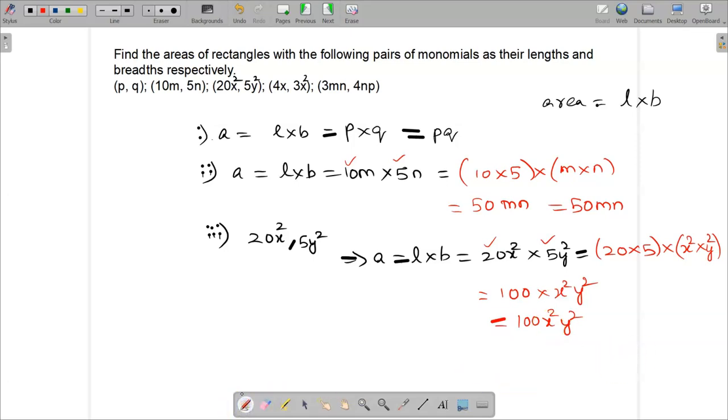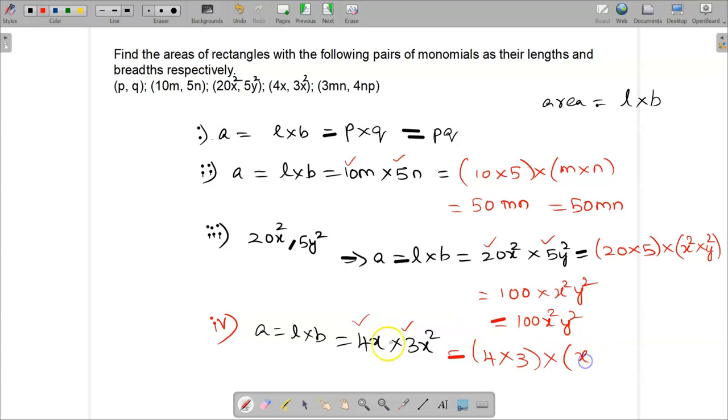Then coming to the fourth problem, what is the question? 4x and 3x square. So area is given by length into breadth. Here length is given by 4x and breadth is given by 3x square. So again when coming to the constants, what are all the constants? 4 into 3. So I can write it as 4 into 3 first, followed by the variables. What are all the variables? x in the first term, x square in the second term.